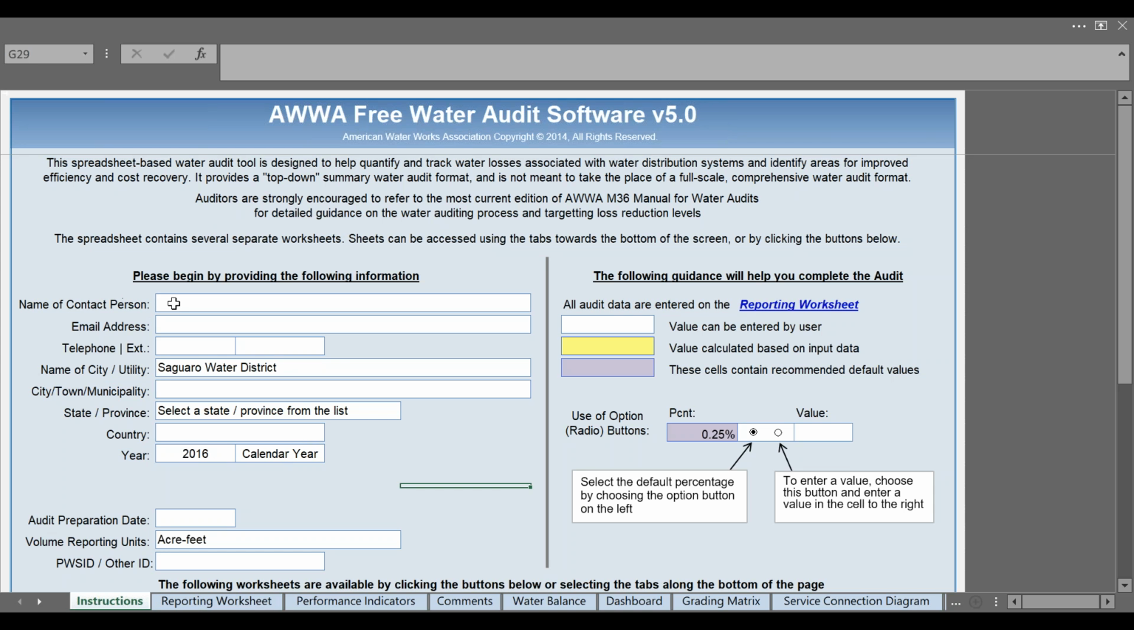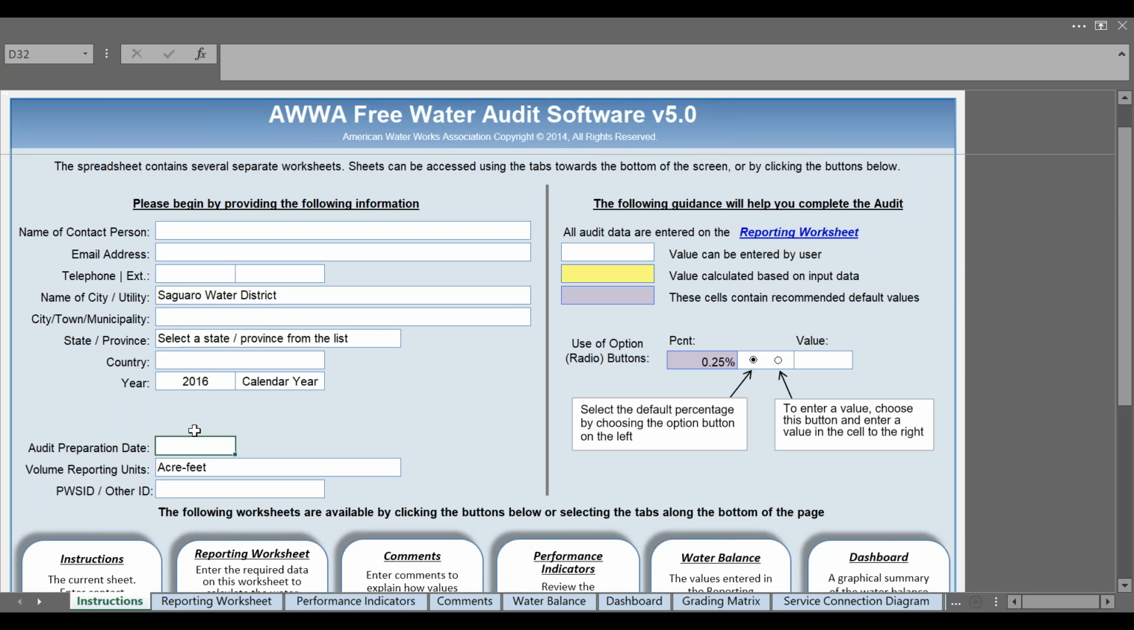But first up, we have just some general utility information, who the key contact person is and their contact information, the utility name, and also state, and also we are going to indicate our reporting year of the water audit. A couple of different options here. We have an option for calendar year and financial or fiscal year. When we last got together in August, we decided that we would be looking at the 2016 calendar year when we were putting together our audits for this pilot program. But this is where you would make that selection on the instructions tab.